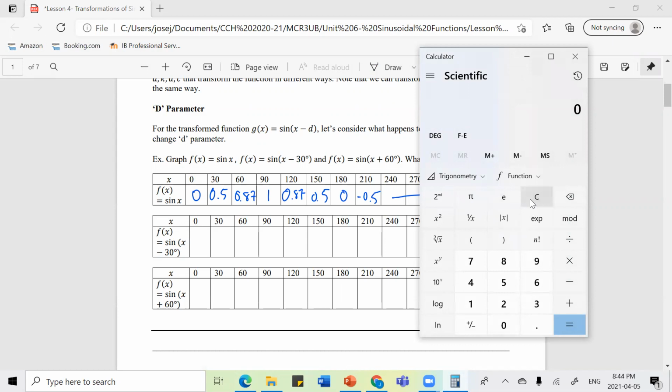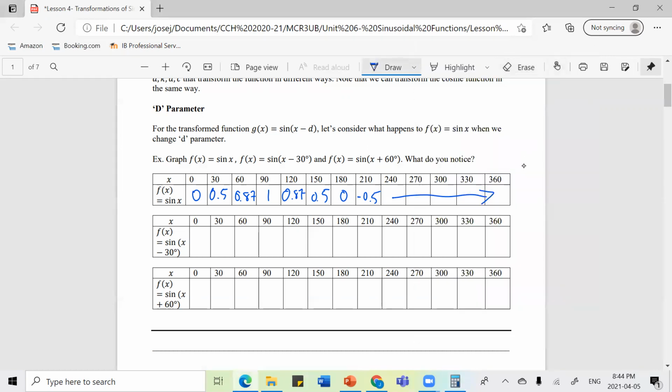So we're simply going to take 0 minus 30 for the first one, and then we take the sine of that. So what is the sine of negative 30? The sine of negative 30 is negative 0.5, sorry. So I'm just going to write over here, negative 0.5.